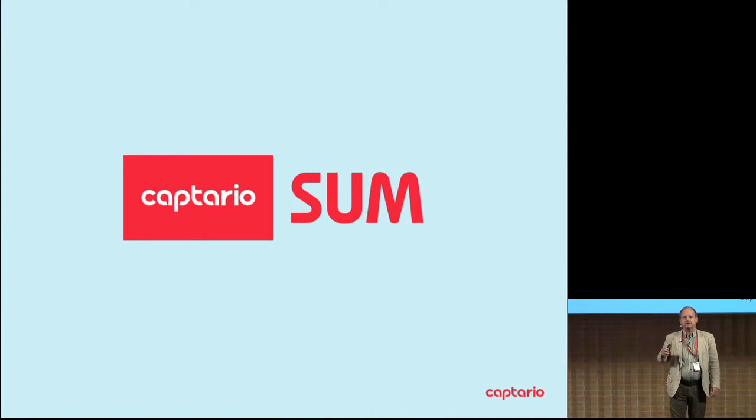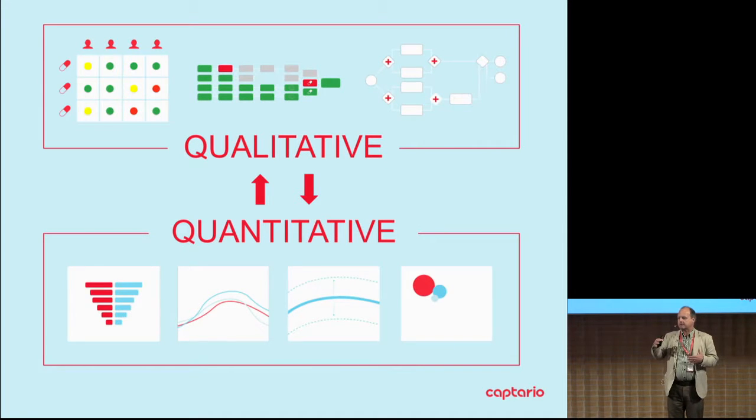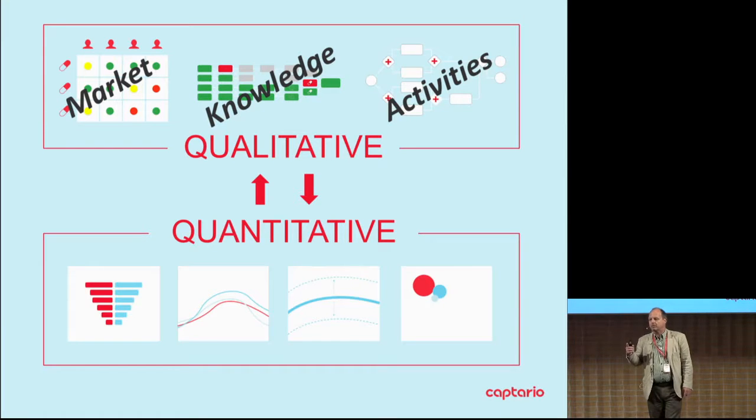Captario Sum has been designed with 20 years of, or actually more, several decades of drug development experience. It's the only software that gives a structure that captures all these complexities of drug development. The market information, where you're going, the knowledge you need to get there, both the knowledge that you have, but also the knowledge you don't have, and the activities you need to perform to actually gain the knowledge you need to get to the market.